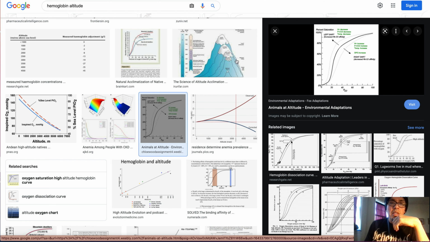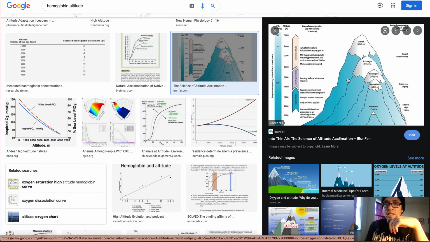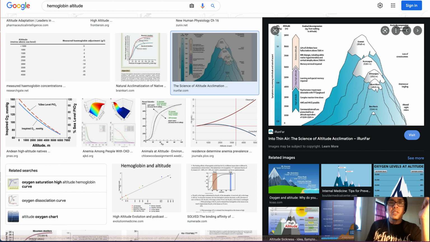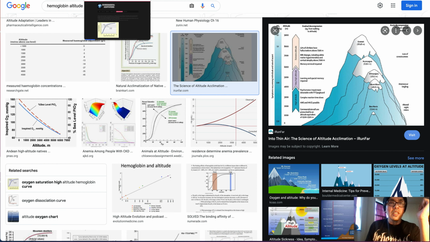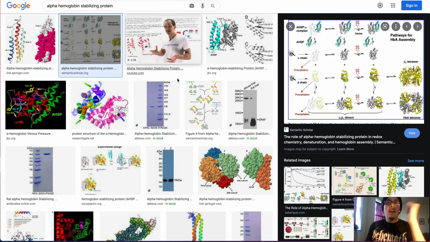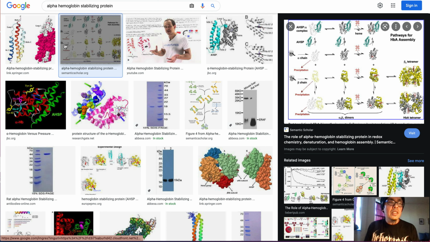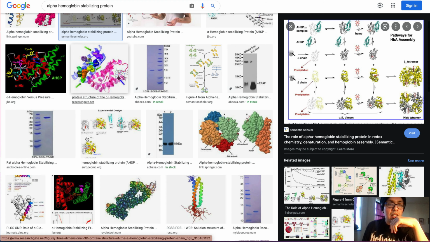So that's just something we wanted to talk about as far as high altitude, something that's interesting and something for you to look into. The last thing I want to talk about as far as hemoglobin is concerned today is alpha-hemoglobin stabilizing protein. So this is one interesting thing about hemoglobin, that hemoglobin has the genes.